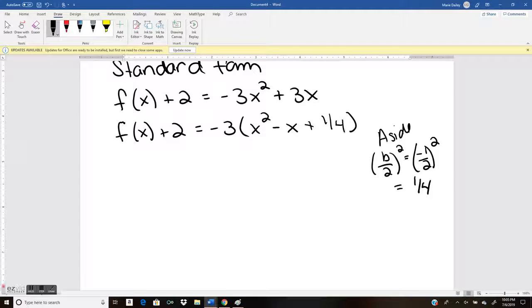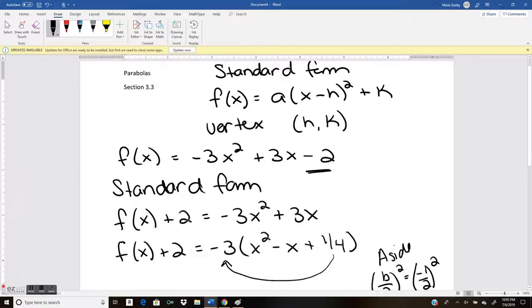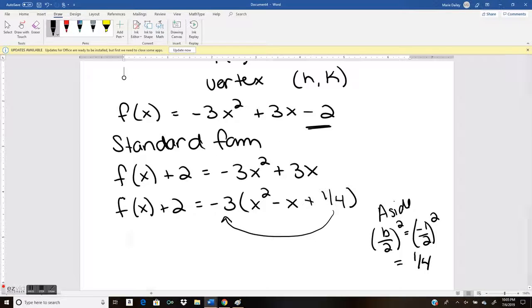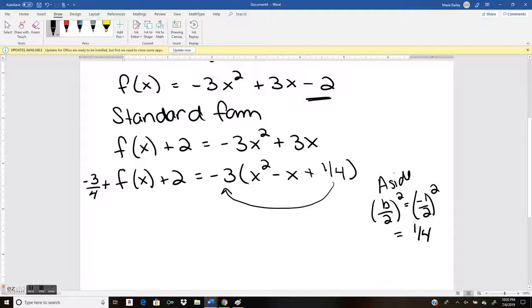But remember, we're not really adding 1/4. We're adding 1/4 times a negative 3, which is a negative 3/4. So we're really adding a negative 3/4 to both sides. So I need to add that negative 3/4 to the left-hand side as well. Now again, the whole purpose of completing the square is to make that right-hand side factorable.